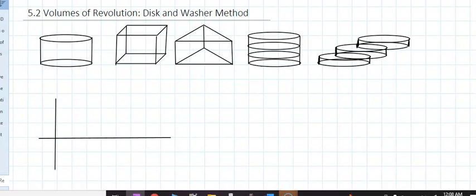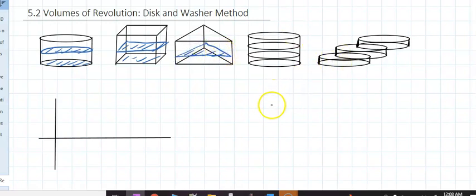Section 5.2 talks about volumes of revolution. We use what's known as the disk or the washer method to find the volume of a prism. A prism is a three-dimensional solid in which anywhere you cut parallel to the base, you get the base. So if you cut right there parallel to the base, you get the same area as the base. That's called a prism.